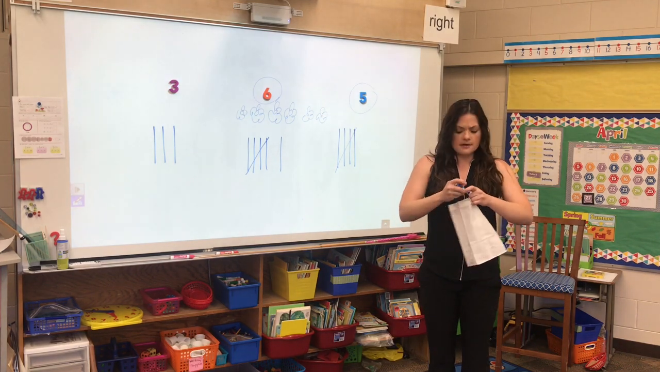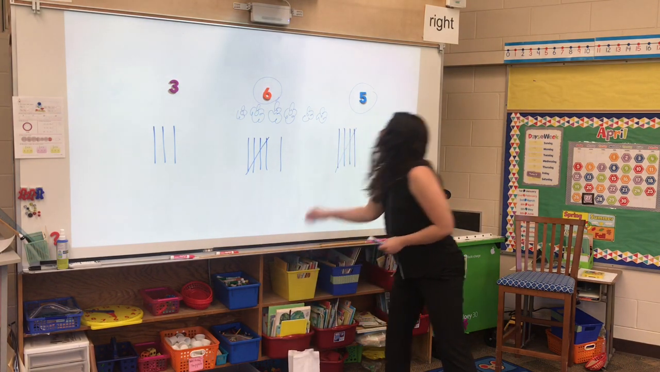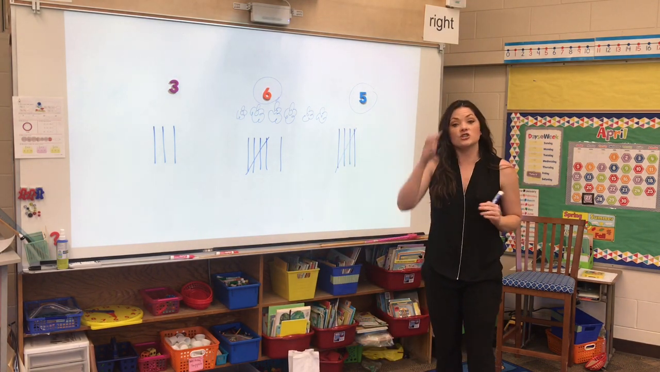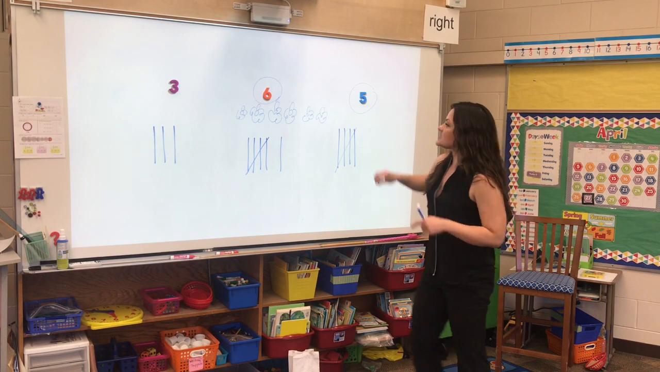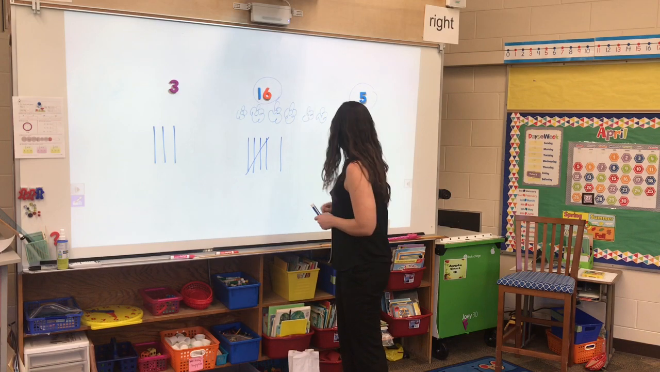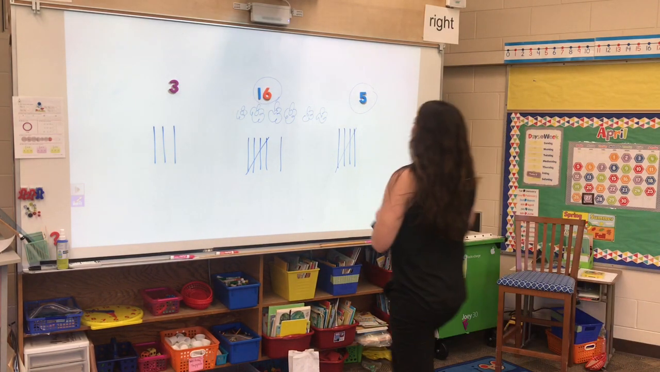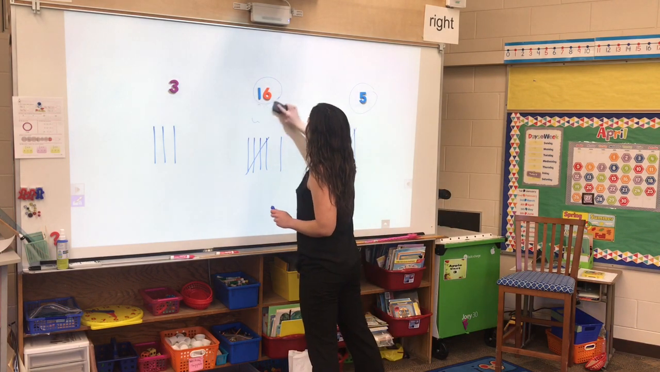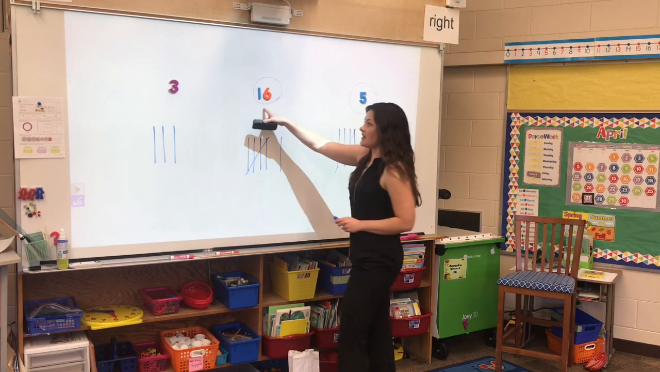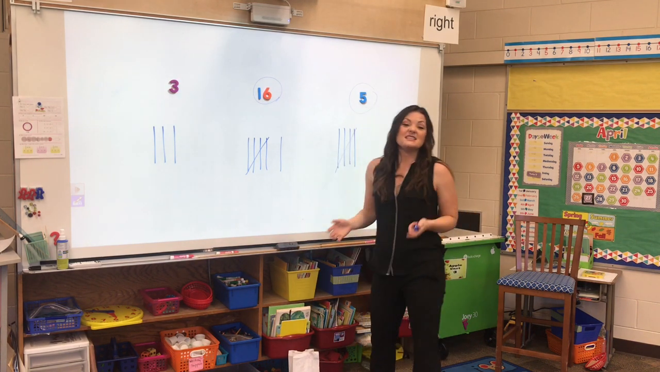Now I'm going to do something. I'm going to add the number 1 in front of each of these and create a 2-digit number. So let's start with the number 6 here. We had 6. I'm going to add a 1 in front of it. Now, I'm going to grab my eraser and erase our flowers up here. What number is this now? It is 16. Let's make 16 tally marks.